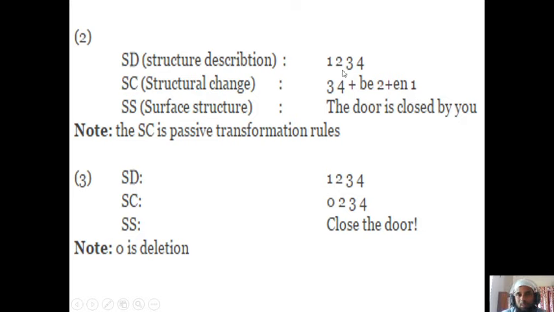So you see that it was 1, 2, 3, 4 at deep structure level, but you have the structural change 3, 4, 2 and 1, and you get the surface structure: the door is closed by you. Just like mathematics, you have 4 elements and then you can change them.